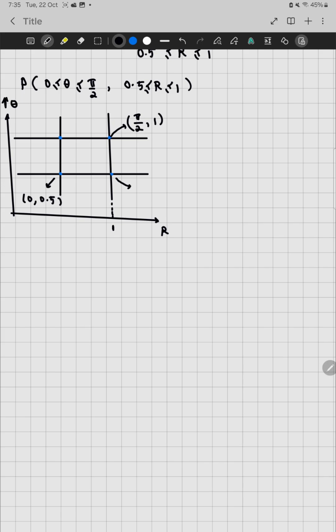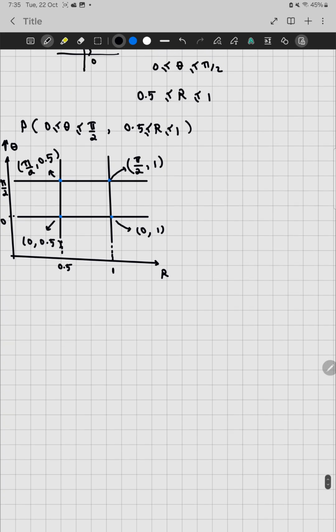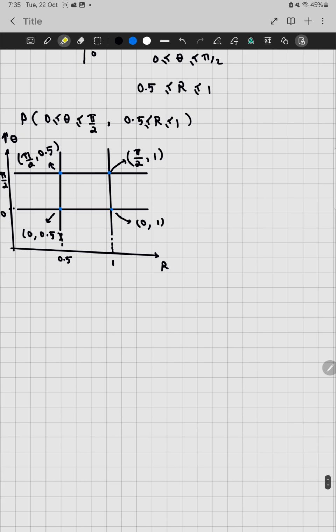You can skip the derivation, but you will understand very clearly after it. So this coordinate will be where r is maximum but theta is minimum, which is 0. So 0, 1. And this is where theta is max and r is minimum, because here r is 0.5. So theta max, pi by 2, 0.5. Now the question is, this is our coordinate system, and we need to find the probability. So there is a formula to do that.